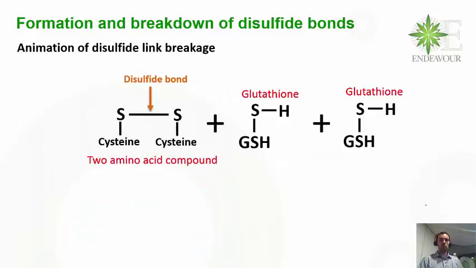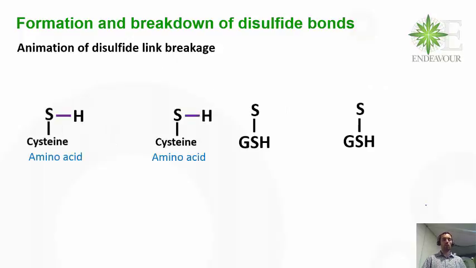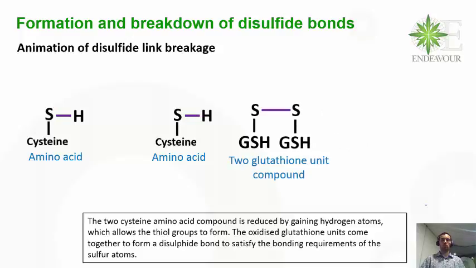So starting off with the disulfide bond between the cysteines and the individual glutathiones, we then get bond breakage between the sulfur and the hydrogen in a thiol group and also the disulfide bond, which then allows atom rearrangement where the hydrogens are donated to the amino acids through reduction, creating the thiol functional groups, and then we get the association between the two glutathione units forming a disulfide bond.